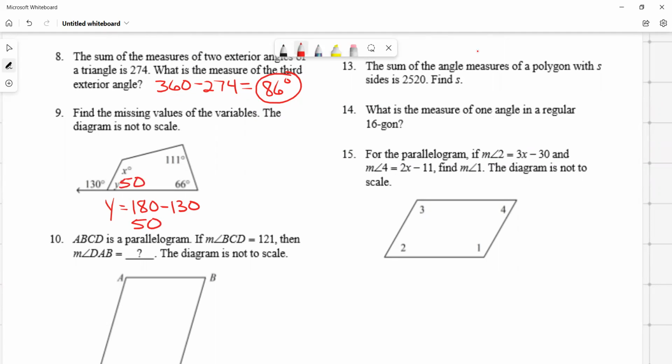And then the four angles inside of a quadrilateral sum to 360. So x is going to be equal to 360 minus the 111 minus the 66 minus the 50, which is 133.